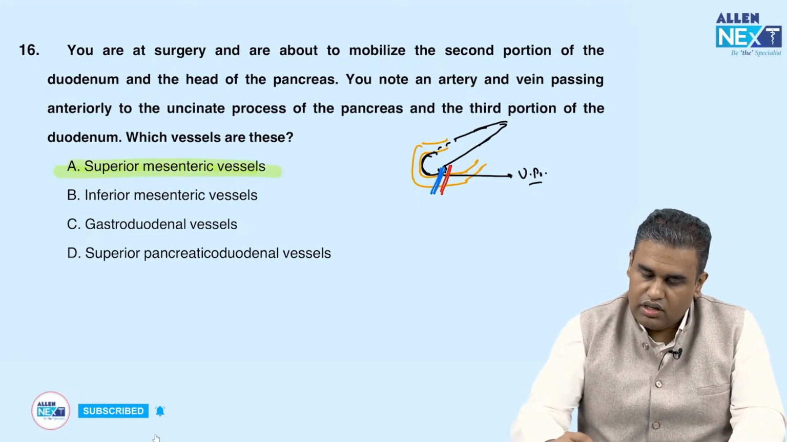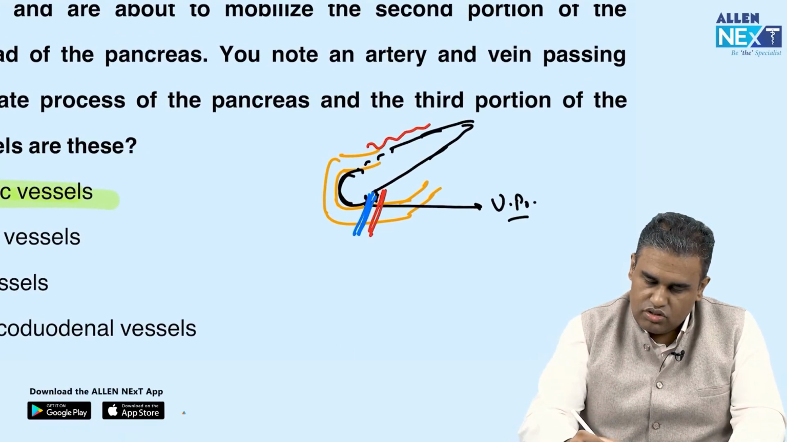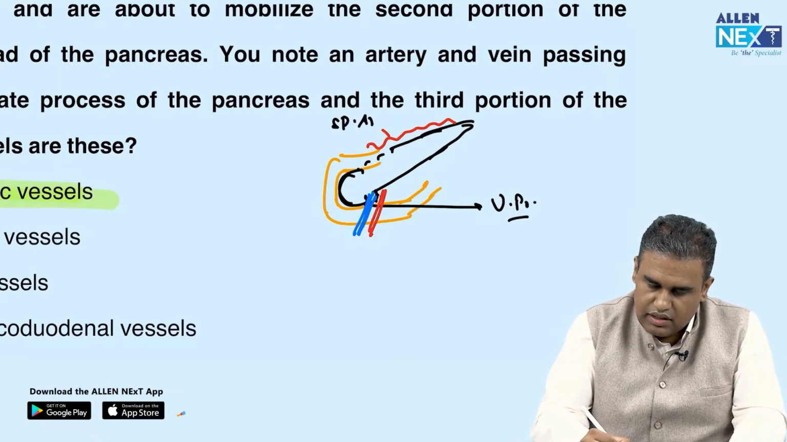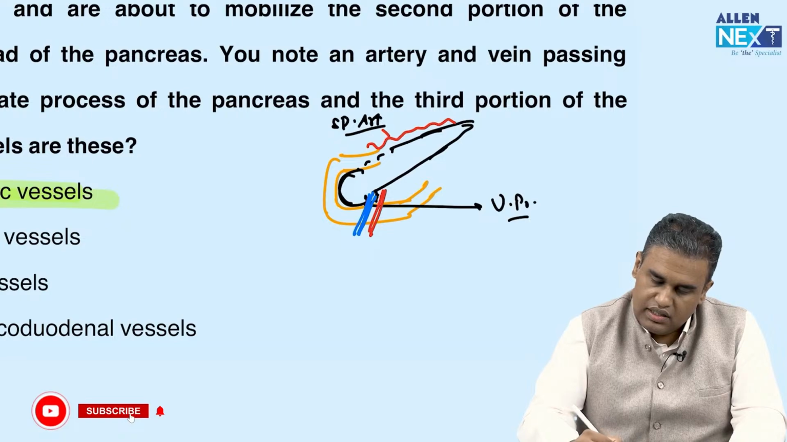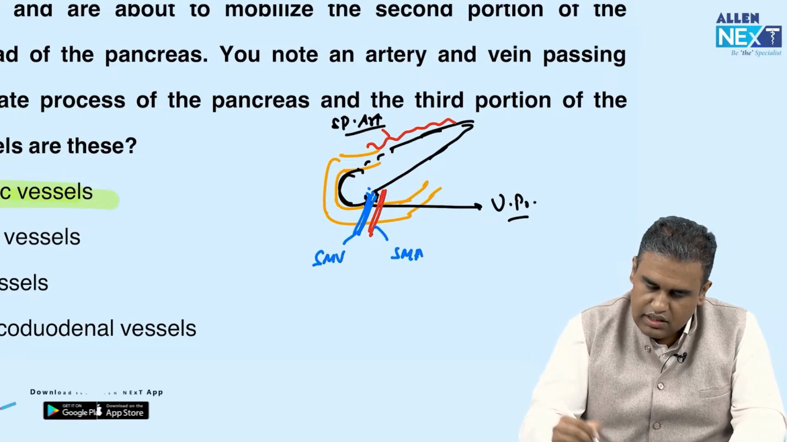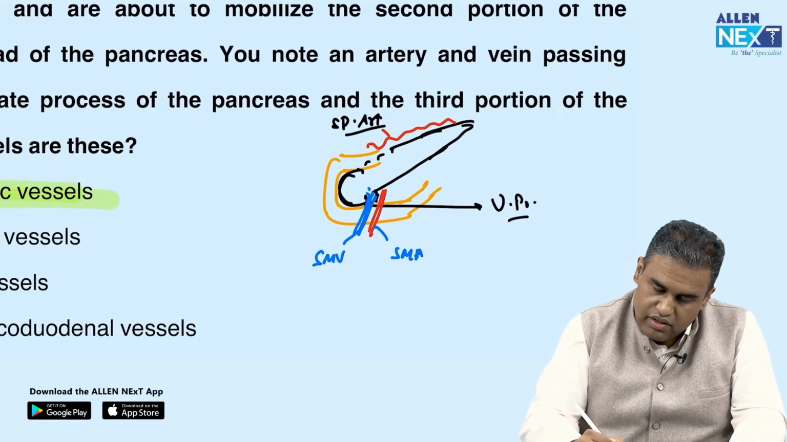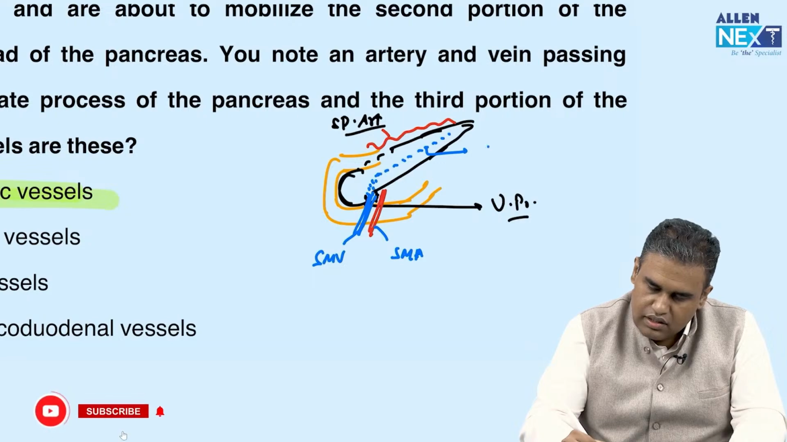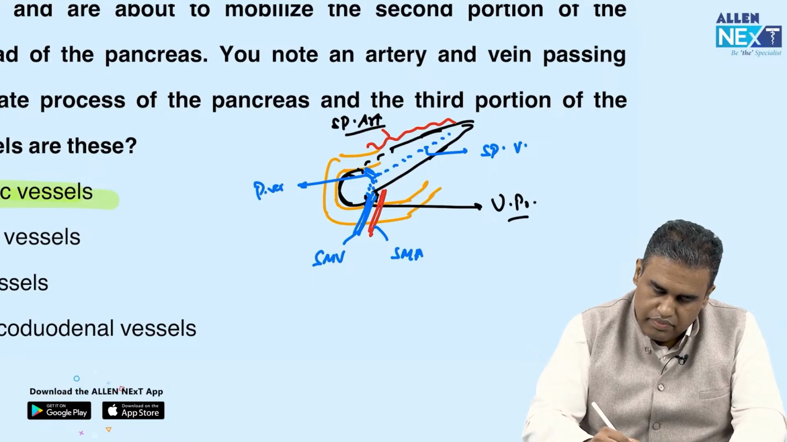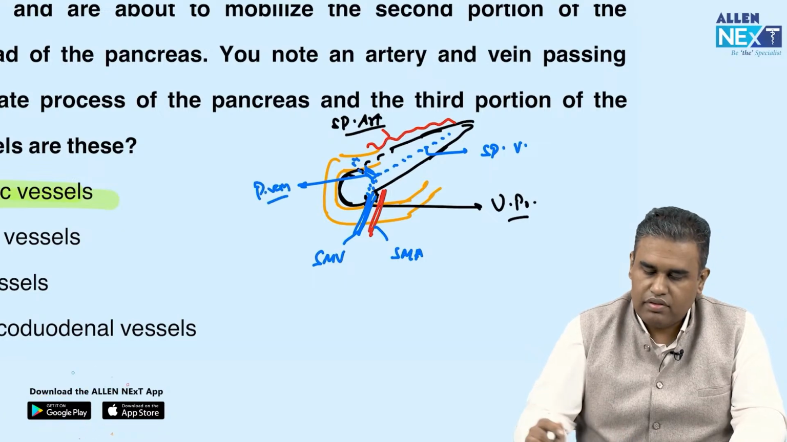Other vessels of importance over here will be a vessel running over the superior border, that is the splenic artery. This will be the splenic artery. Another vessel of importance will be this superior mesenteric. This is superior mesenteric vein, that is superior mesenteric artery. The superior mesenteric will go behind the pancreas. From here, the splenic vein is coming. Which vein? The splenic vein is coming. They meet and will form this vein behind, that is the portal vein. The portal vein will go above.